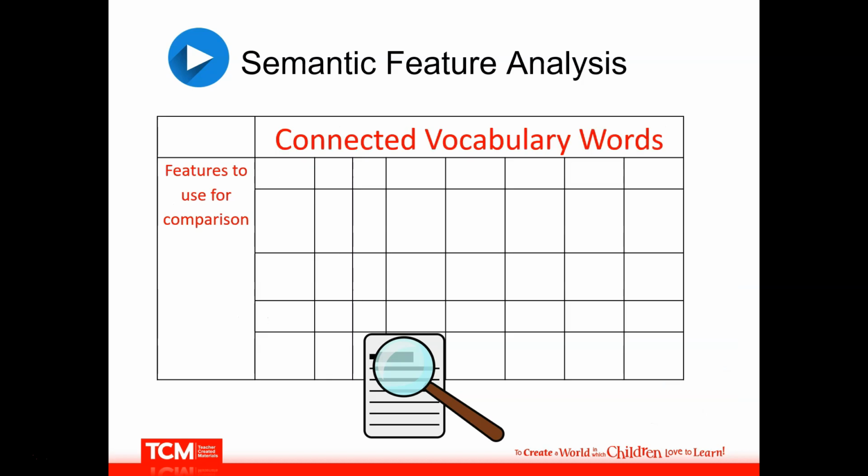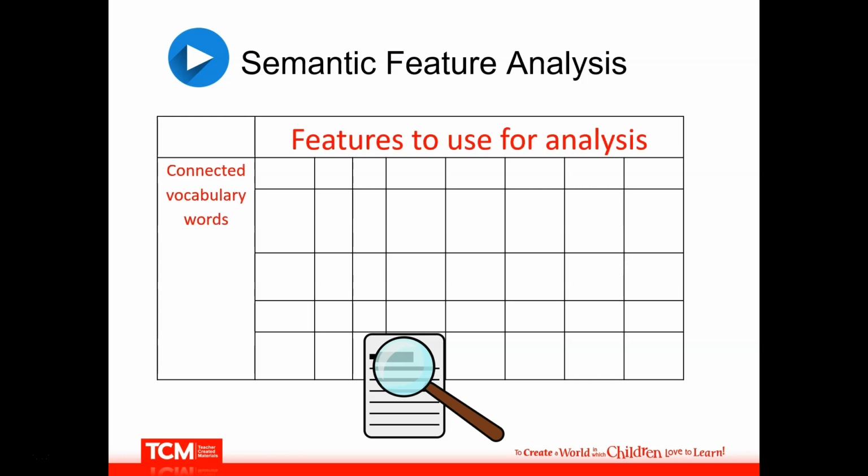And so there are a couple ways that you can organize this. In this example, what we see is at the very top of this grid, we have the connected vocabulary words, which are just very simply the words that you would choose from whatever text it is you're reading or from whatever unit it is that you're teaching that you want your students to understand. And then on the left-hand side, this is where you would apply the features for the students to use for comparison. Or we can flip-flop that, and we can put those connected vocabulary words on the left-hand side of the grid and then put the features to use for that comparison or analysis at the top.